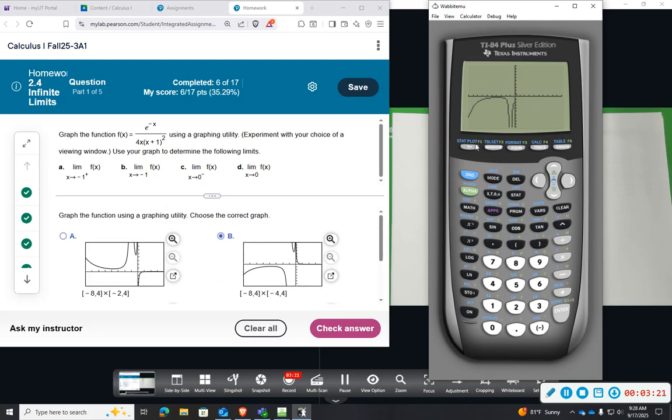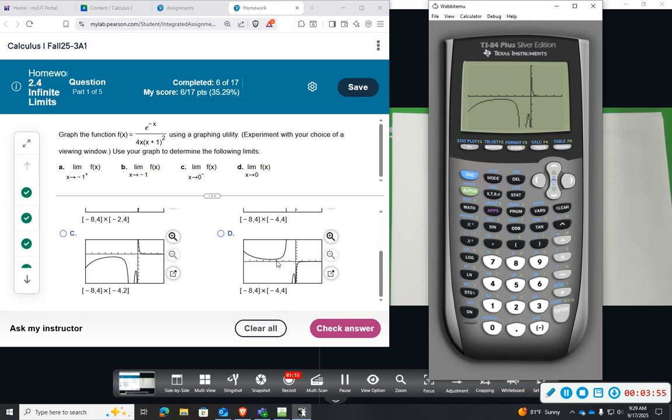But I'm going to go to window. X minimum, we're going to say -8. X maximum, we're going to say 4. And we're going to leave the scale counting by 1. In the y direction, let's just make it -4 to +4 for now. And let's see what that looks like. So it looks a little bit better. We have the hump a little bit down here, and then we have this curve here. So that does not look like that one, more like this one. So we're going to go with C.